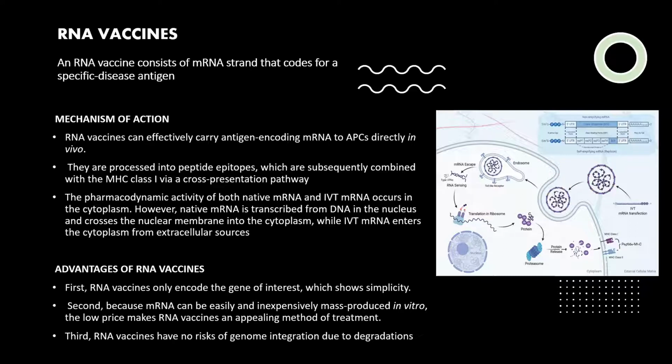Advantages of RNA vaccines. RNA vaccines, the simplest nucleic acid vaccines, are a promising alternative platform for vaccine development. As for advantages, RNA vaccines only encode the gene of interest, which shows simplicity. Secondly, because mRNA can be easily and inexpensively mass-produced in vitro, the low price makes RNA vaccines an appealing method of treatment. Third, RNA vaccines have no risk of genome integration, which may activate latent oncogenes. In addition, there is no need to design expression vectors for delivery.